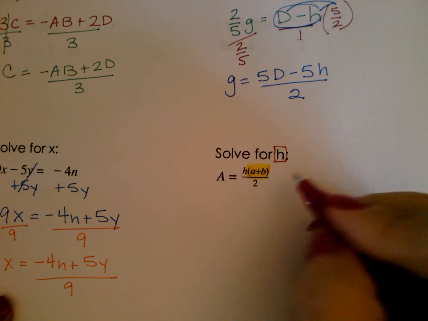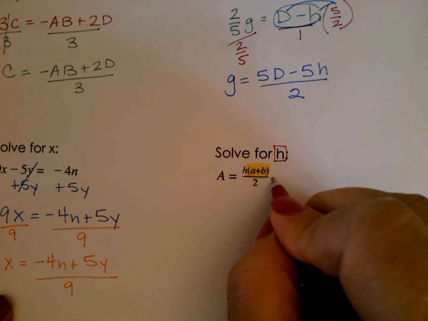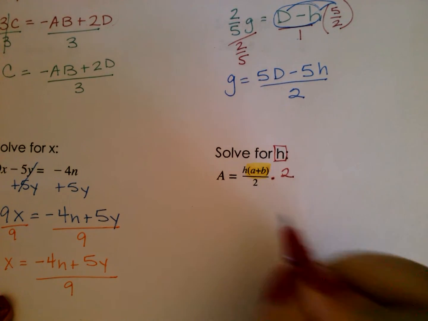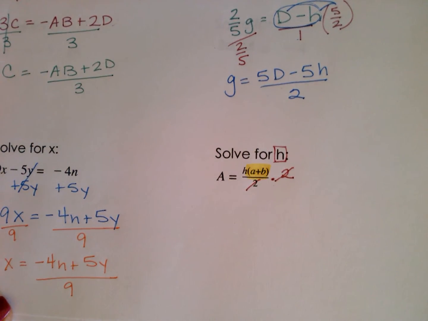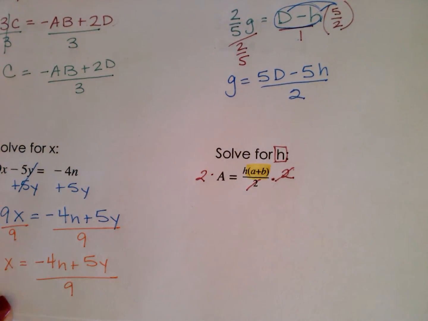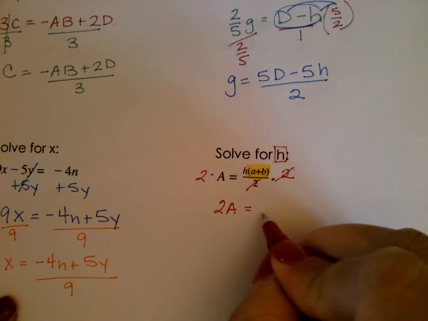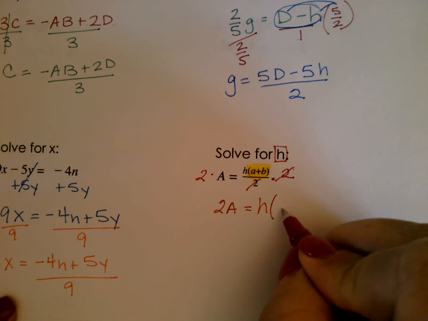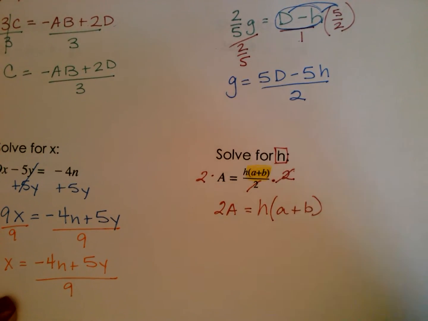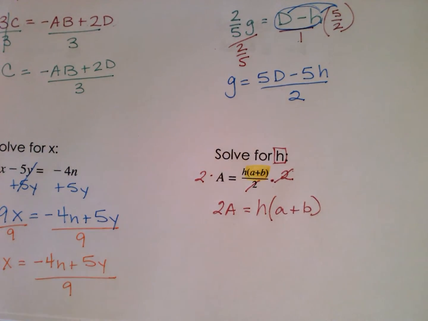First thing I'm going to do is get rid of the 2 in the denominator. To get rid of the 2, I will multiply by 2. If I multiply the right by 2, I multiply the left by 2. Now I would have 2a equals h times the sum of a and b. Remember, we may not separate the a and b.